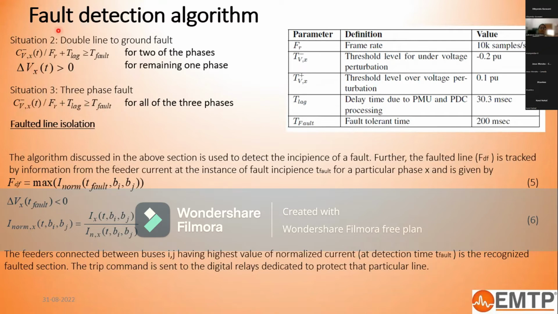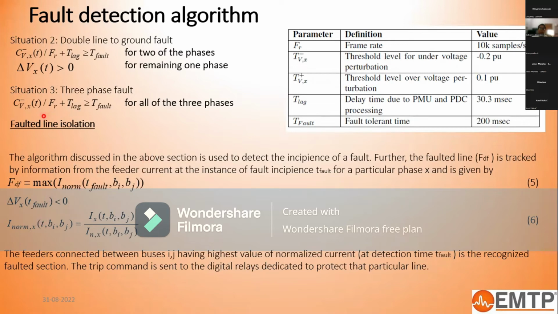Here this fr is the frame rate, that is the rate at which the PMU is sampling the data, that is 10K samples per second. The important feature in EMTP was that we first took the voltage value and fixed its samples per second. So we can keep it the same with this frame rate and use those data for further analysis. These are the threshold values.